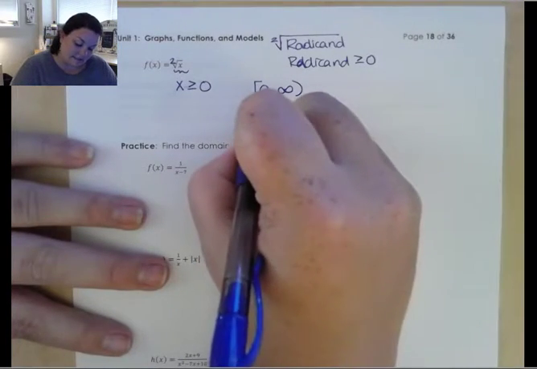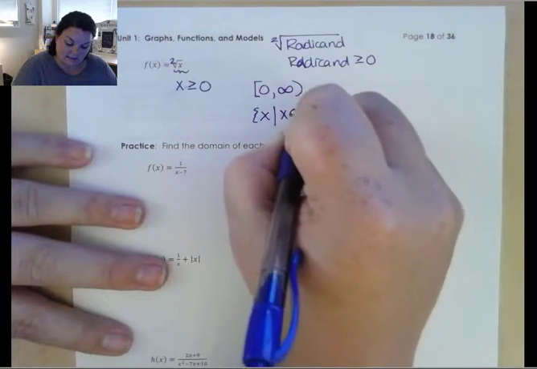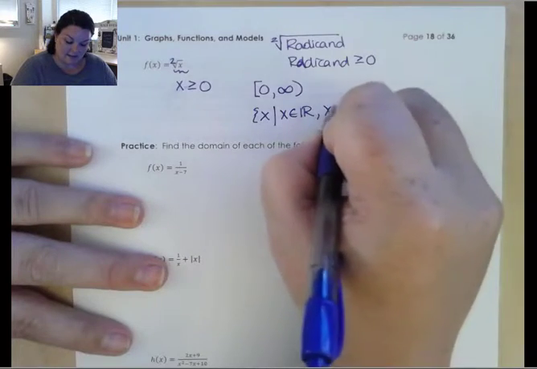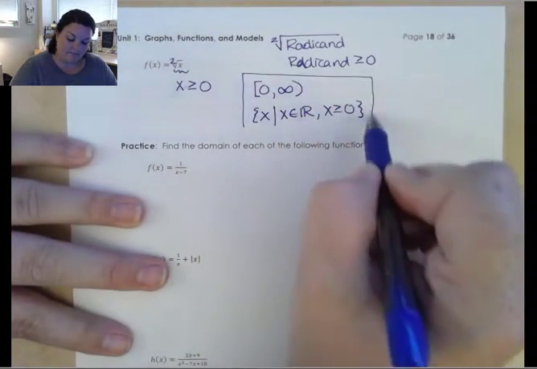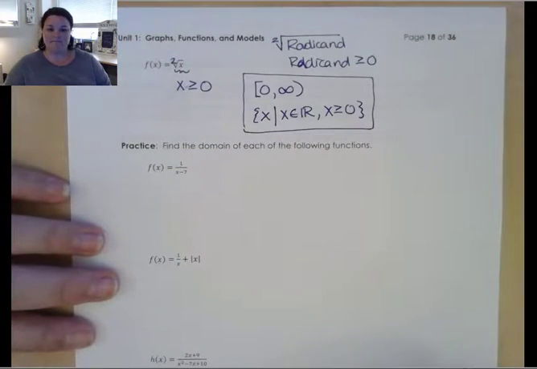Okay, for my set notation, I do the set of all x's such that x is an element of the real number system and x has to be greater than or equal to 0. Okay. So we just go ahead and leave our answer like that.